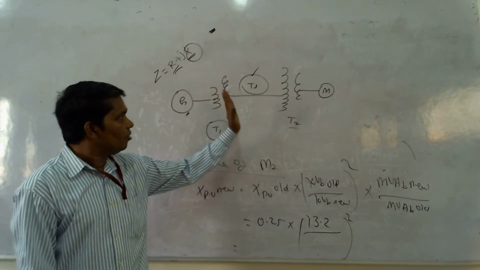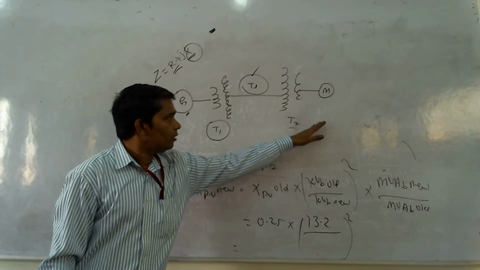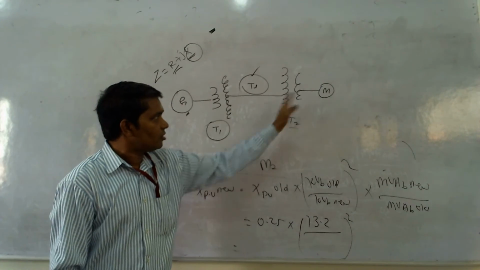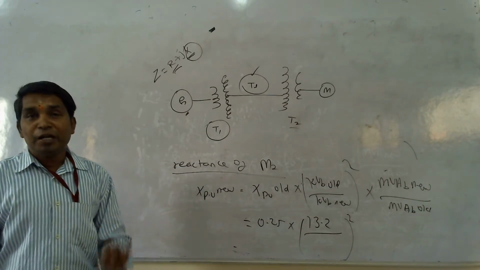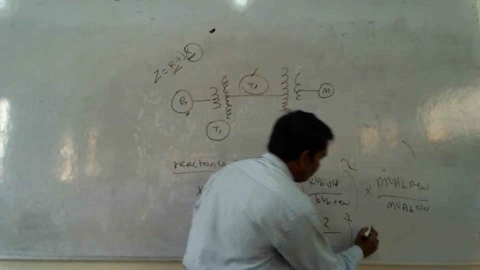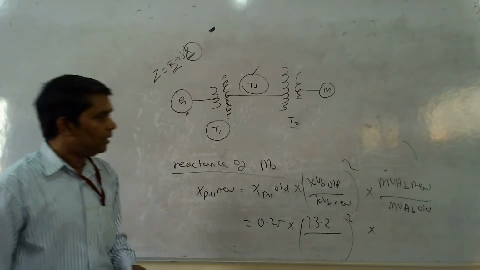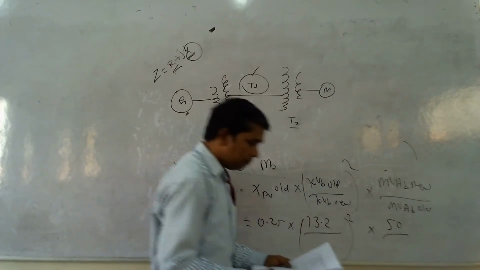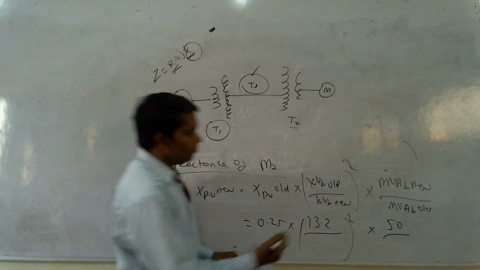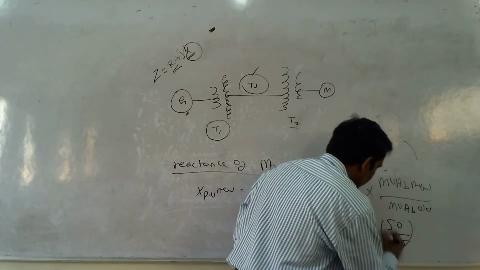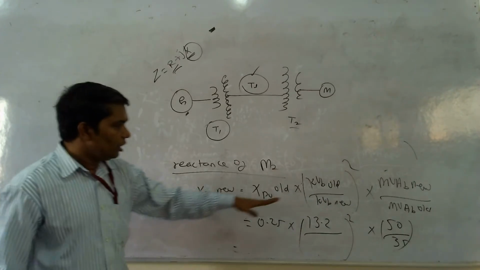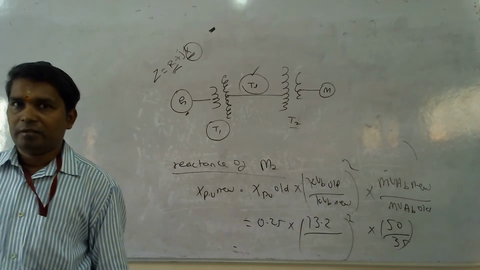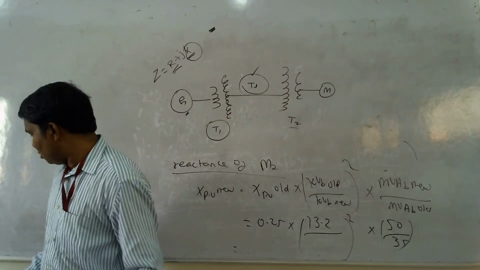The section is changed from here to here, right? Up to this section we have the base value, but this is another section, so in another section we need to determine the new base value. The megavolt ampere base new is 50, known, and the volt value given here is 35. So the pending item is the kilovolt base new value, which we have to calculate.